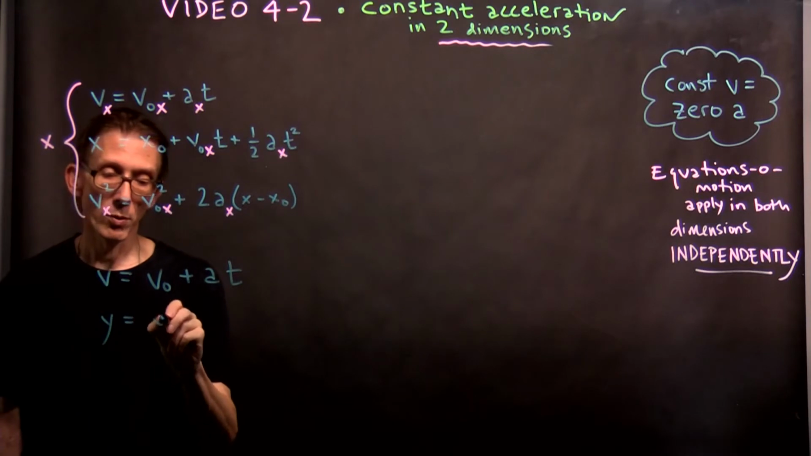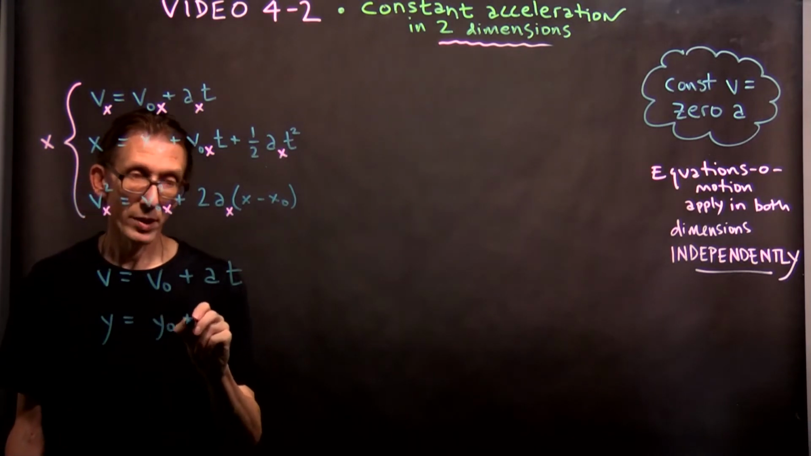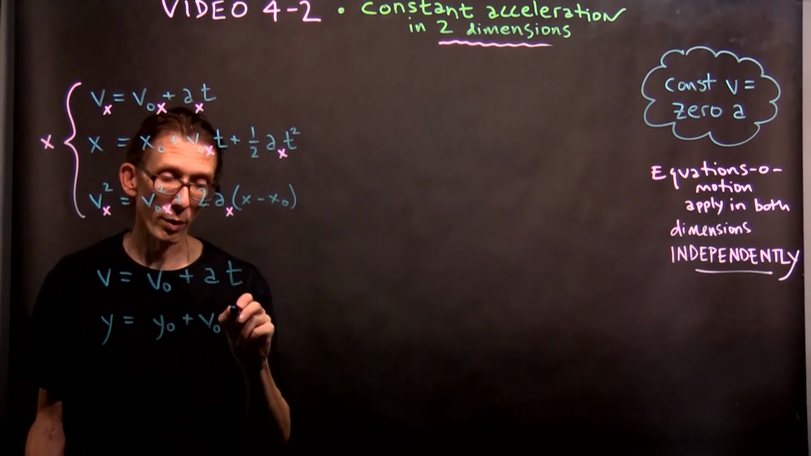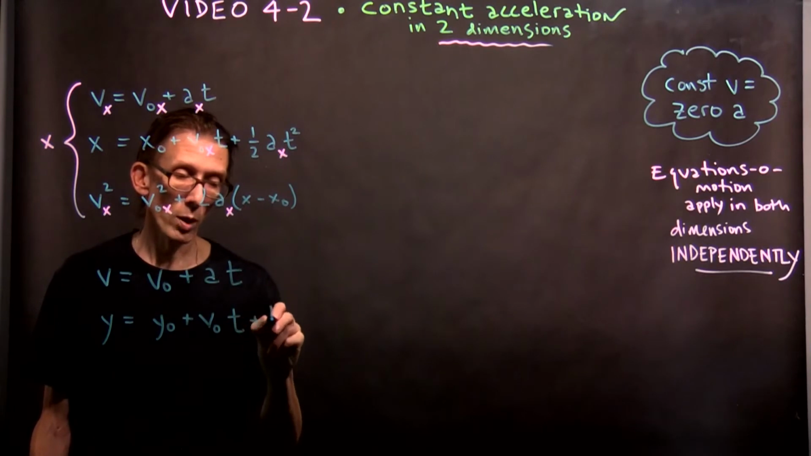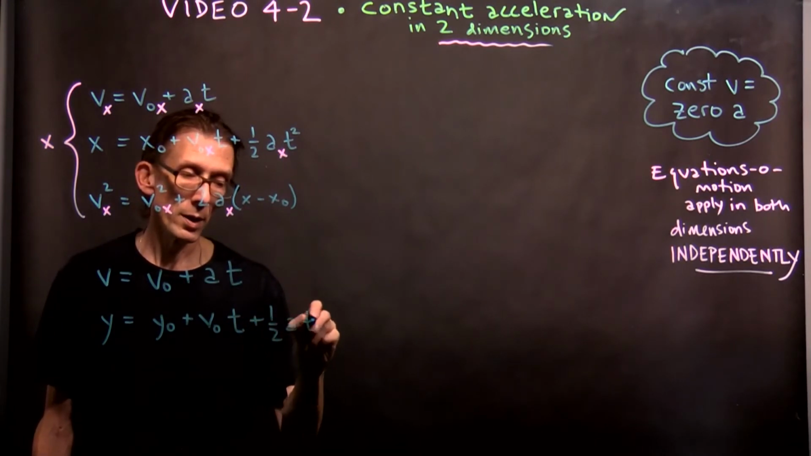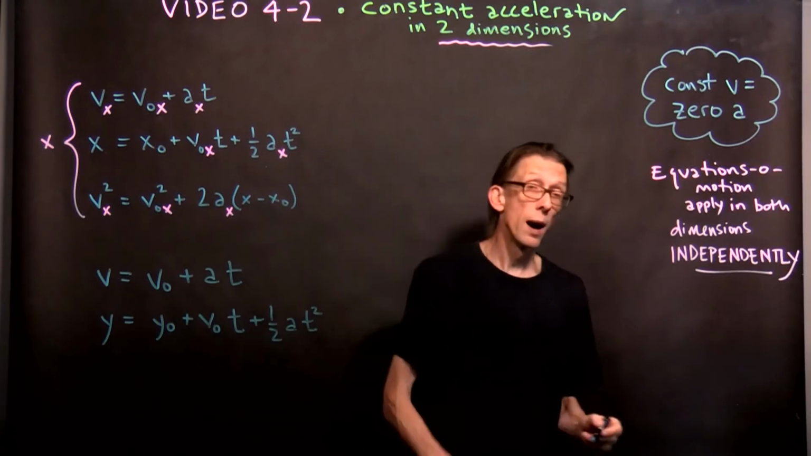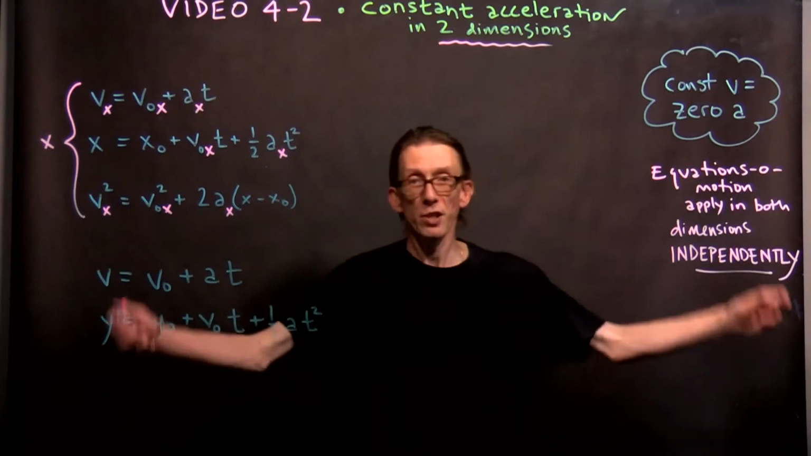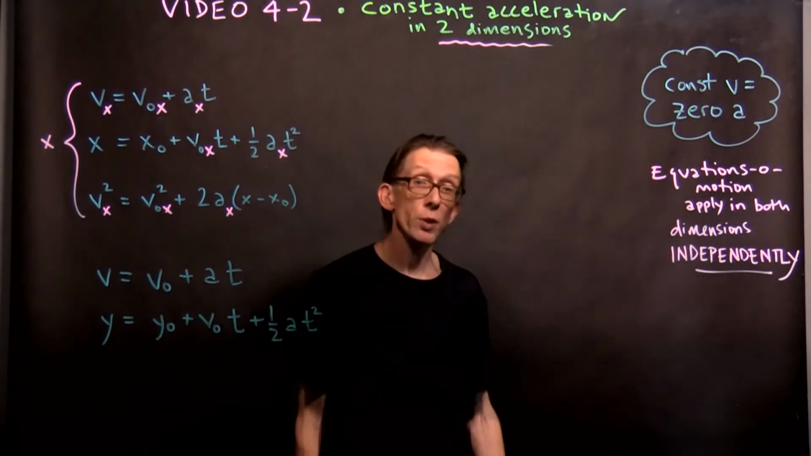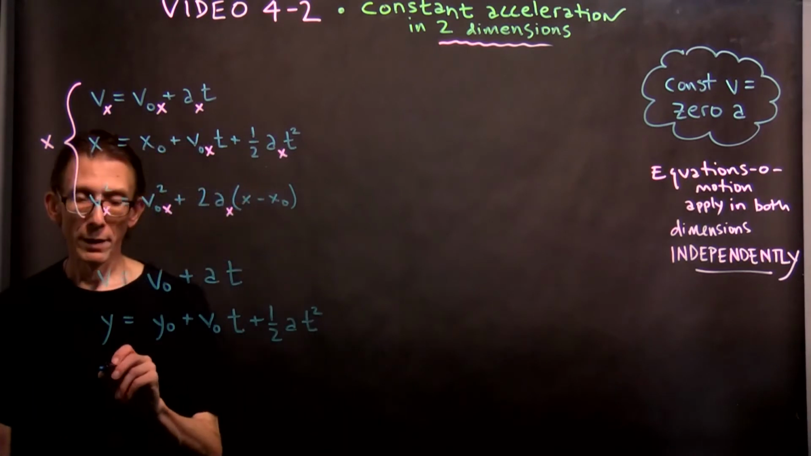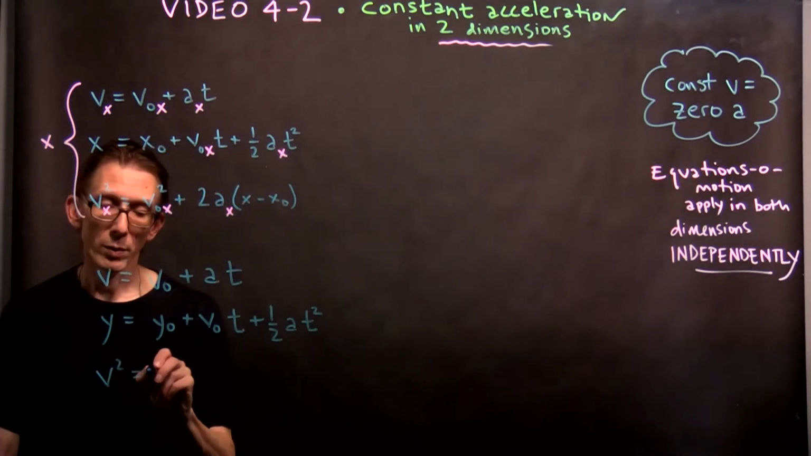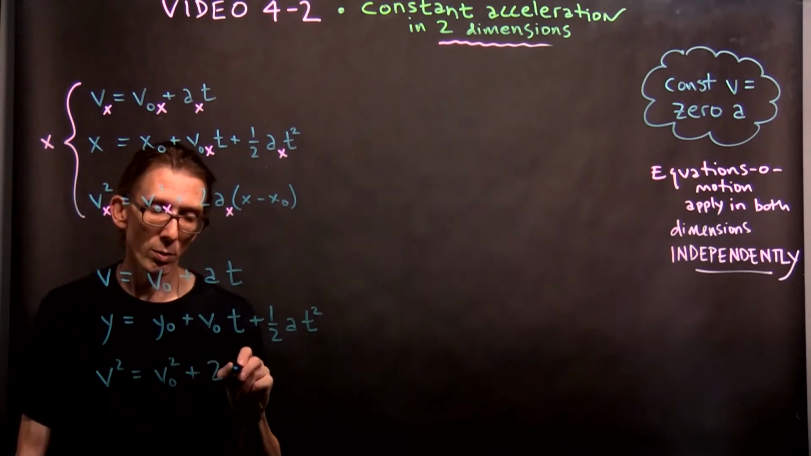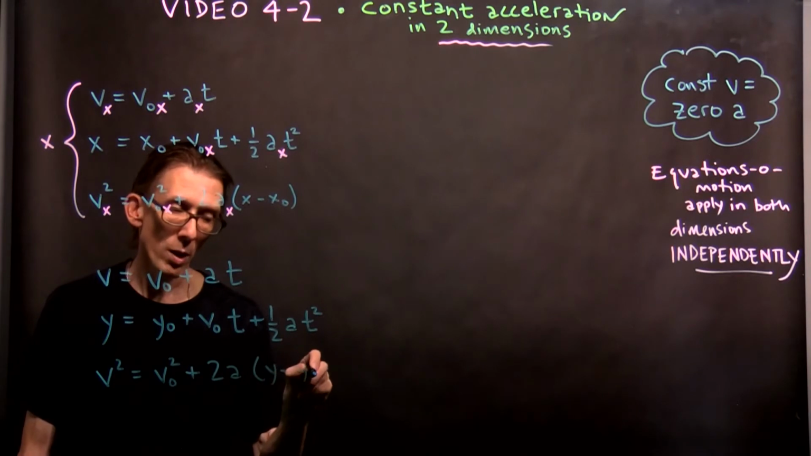y equals y naught plus v naught, and I'll add the subscripts in a second, plus 1/2 a t squared. Notice t doesn't have a subscript x or y, because t is not a vector. It doesn't have an x part and a y part. And finally, v squared equals v naught squared plus 2a times y minus y naught.